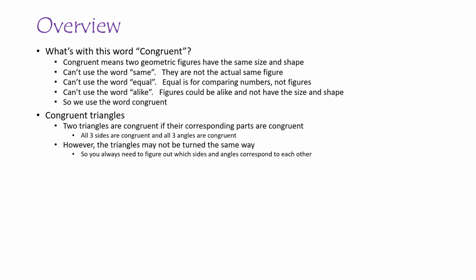But these triangles may not be oriented the same way. So when you look at two triangles, you need to first figure out which sides and which angles correspond to one another. Here's an example. You see these two triangles. Can you visualize which of the angles correspond to which of the other angles? Which of the sides correspond to which of the sides? I'm going to show it here, and by labeling each angle, you can see how they correspond. This is the kind of thing when you get a problem in your geometry class: you first have to figure out how the two triangles correspond.